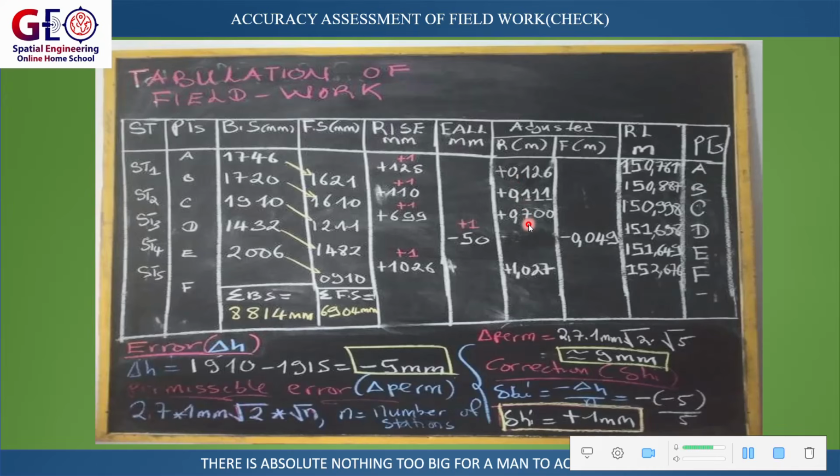Now that we have the adjusted height difference, we can proceed to calculate the height of the different points. To know the height of point B, we already have the height of point A, so we simply take the height of point A plus the height difference. Now that we know the height of point B, to know the height of point C, we simply take the height of point B plus the height difference, and so on and so forth, right up to the last point E.